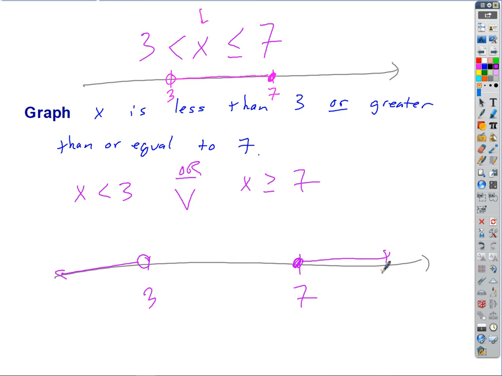An and statement has to be one single interval. It can't be two, right? An and wouldn't make sense here, would it? What if I tried to make this an and statement? If I said x is less than 3 and greater than or equal to 7, name a number that does that. There isn't one. You can't do both. If it's an and statement, it's more particular. It means all the things have to be true at the same time, right?